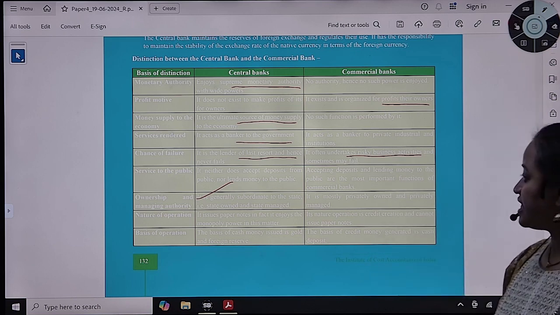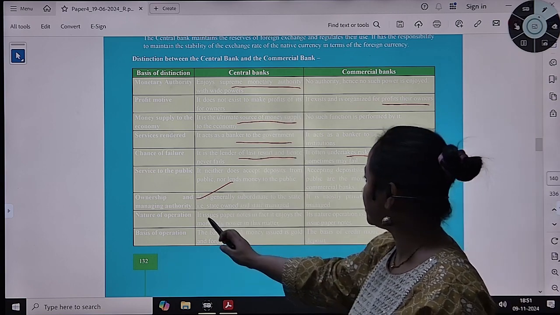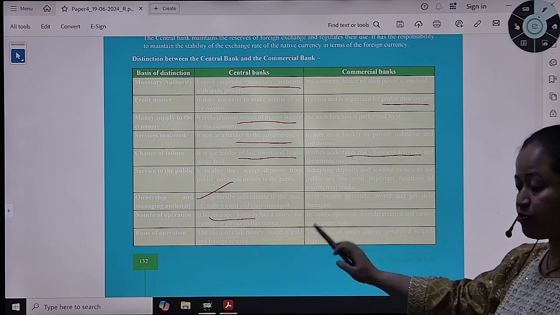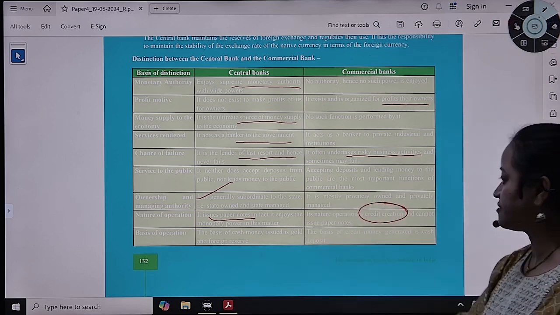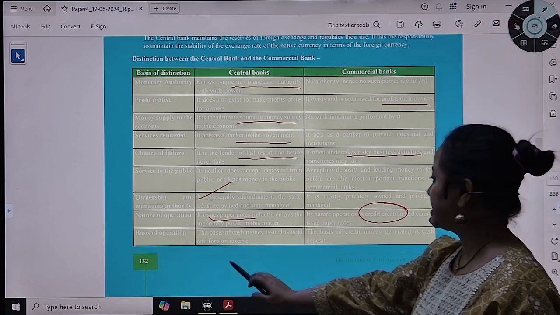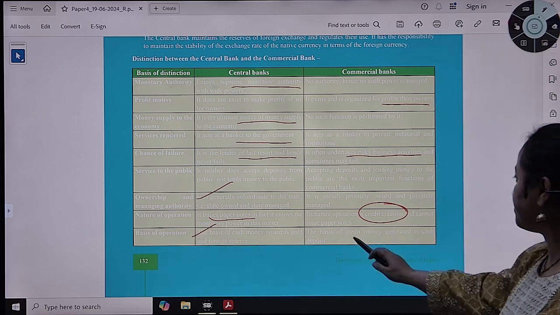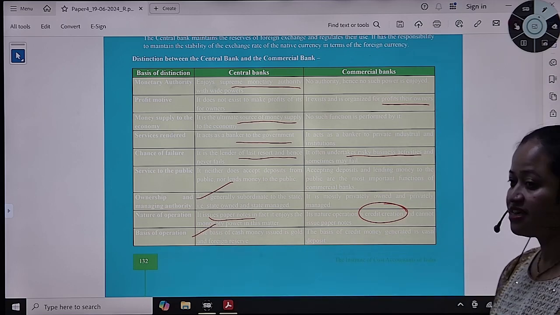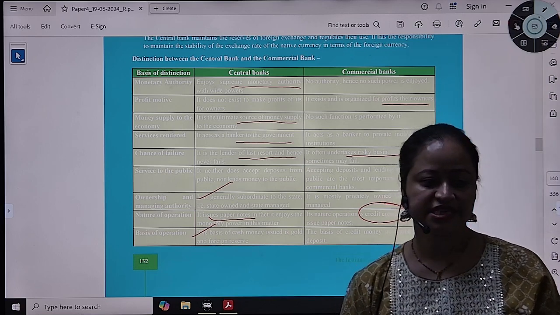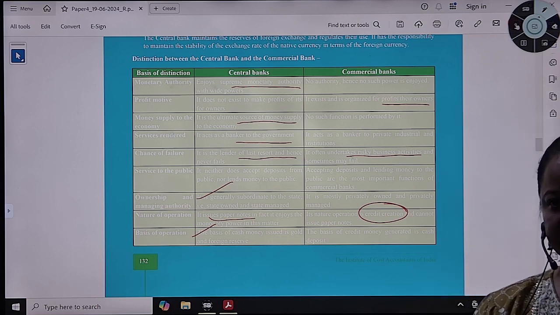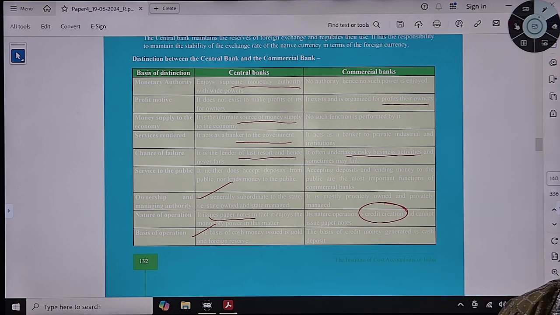Then the central bank issues paper notes. Commercial banks cannot issue paper notes, they just create credit. The basis on which cash money is issued is gold and foreign reserve, and the basis of credit money generated is cash deposits only. So these are the differences between the central bank and commercial banks. In India, there is only one central bank, and there are many commercial banks.